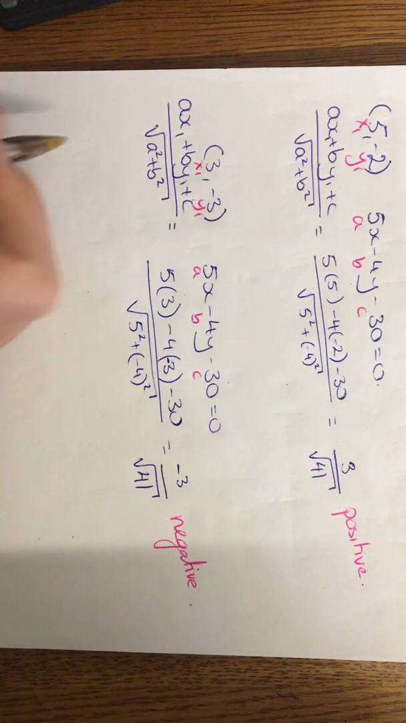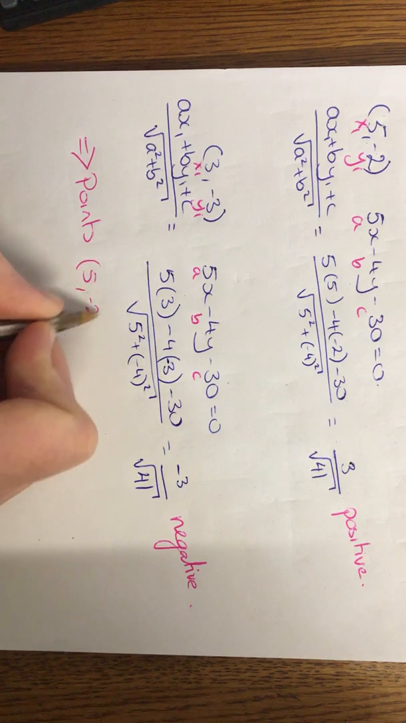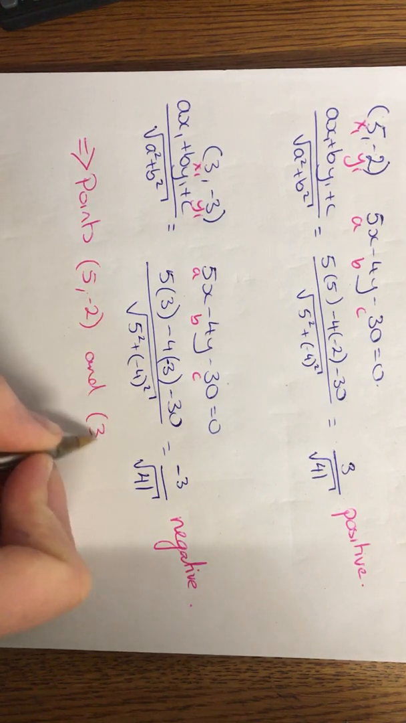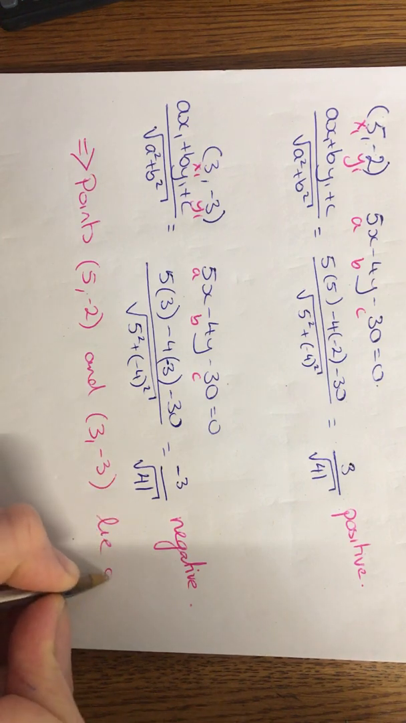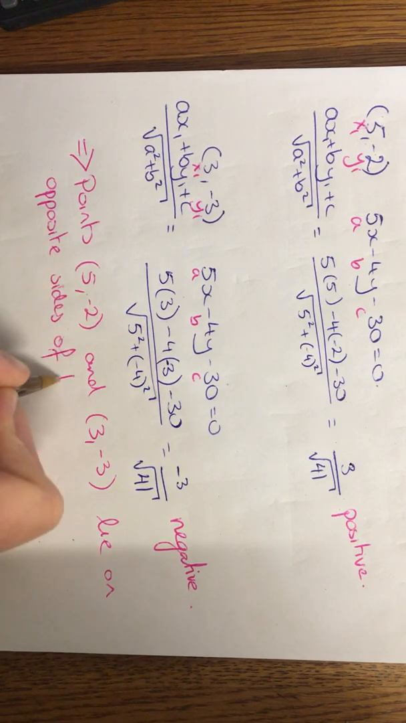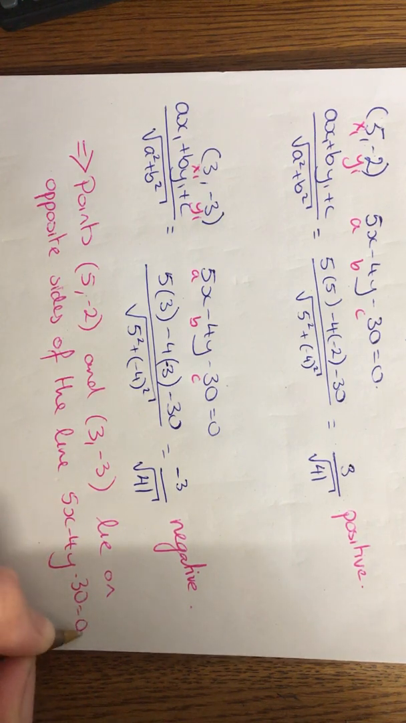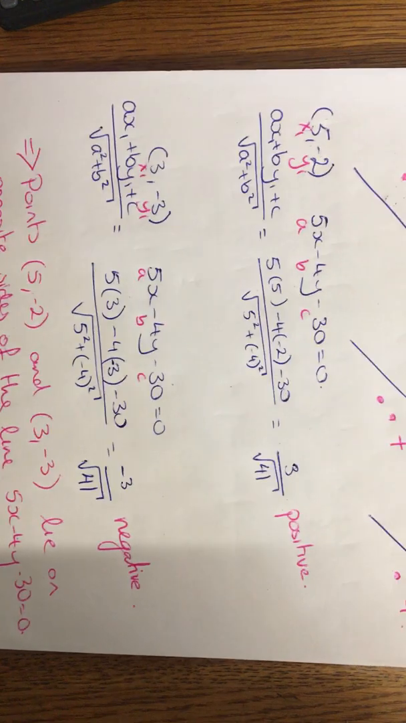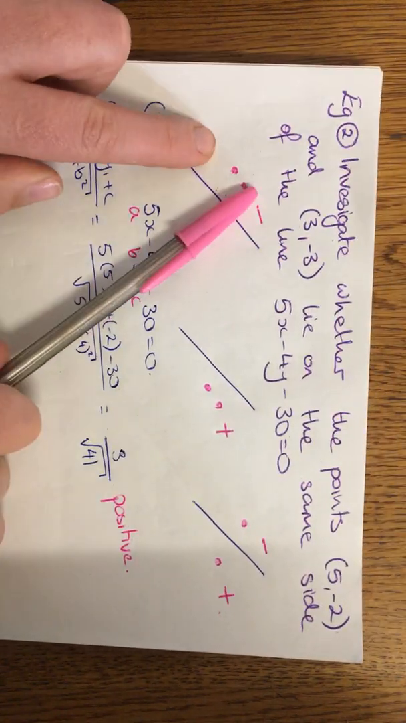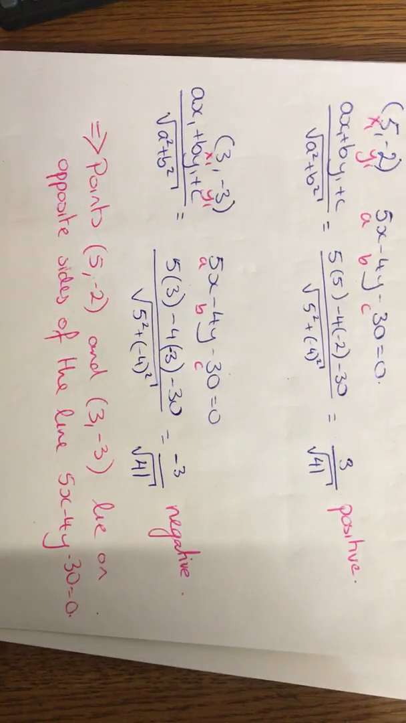What can we say? Therefore, the points 5, -2 and 3, -3 lie on opposite sides of the line 5x - 4y - 30 equals 0. Okay, so you don't have to worry about modulus for those questions. All you're checking is, am I both negative, same side, both positive, same side of the line, one of each, you're on different sides of the line. So you just work out one positive, that one was negative, and make your conclusion at the end there.